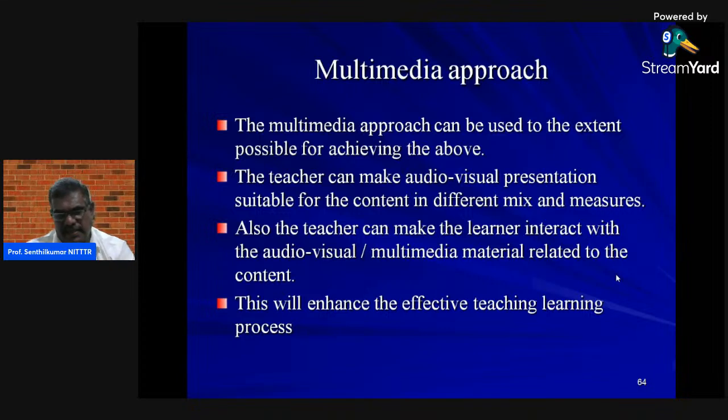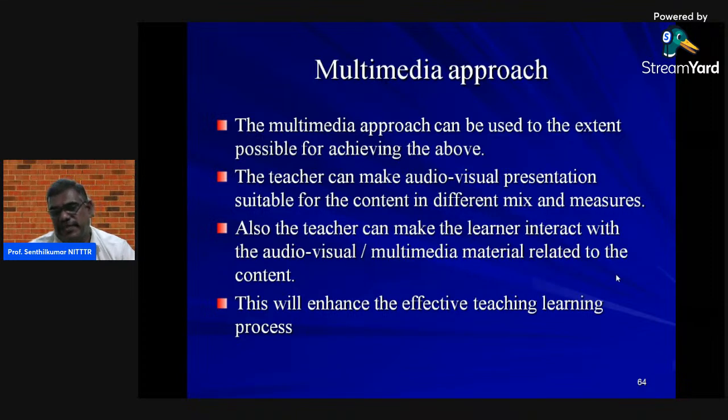There is animation, a 3D model, a thermal power plant working, a hydro power plant working, an ocean thermal energy conversion plant, but it is not possible to go and see. A multimedia approach can be used to achieve the above. The teacher can make audiovisual presentations suitable for the content in different mixed visuals. Also, the teacher can make the learner interact with the audiovisual multimedia material related to the content.